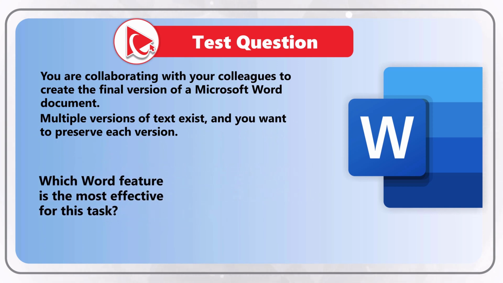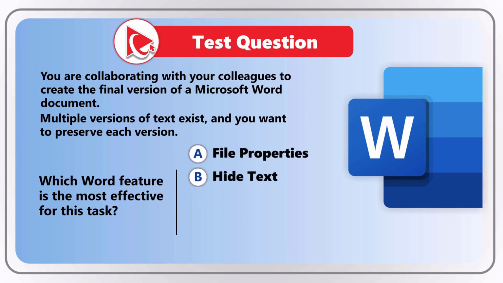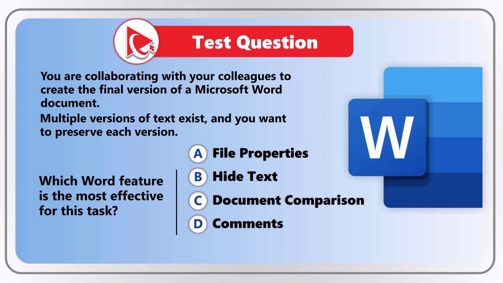And you're presented with 5 possible choices. Choice A, file properties. Choice B, hide text. Choice C, document comparison. Choice D, comments. And last but not least, choice E, track changes. Take a close look to see if you can answer this question.